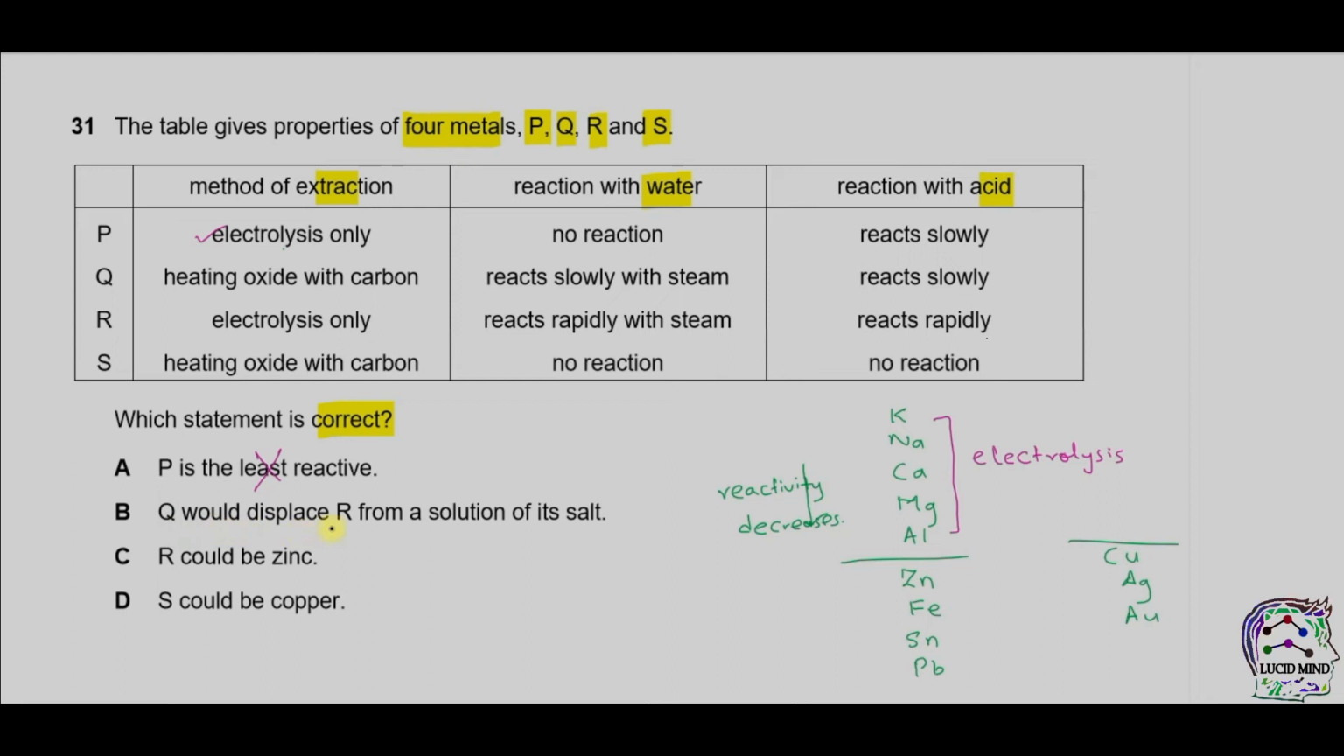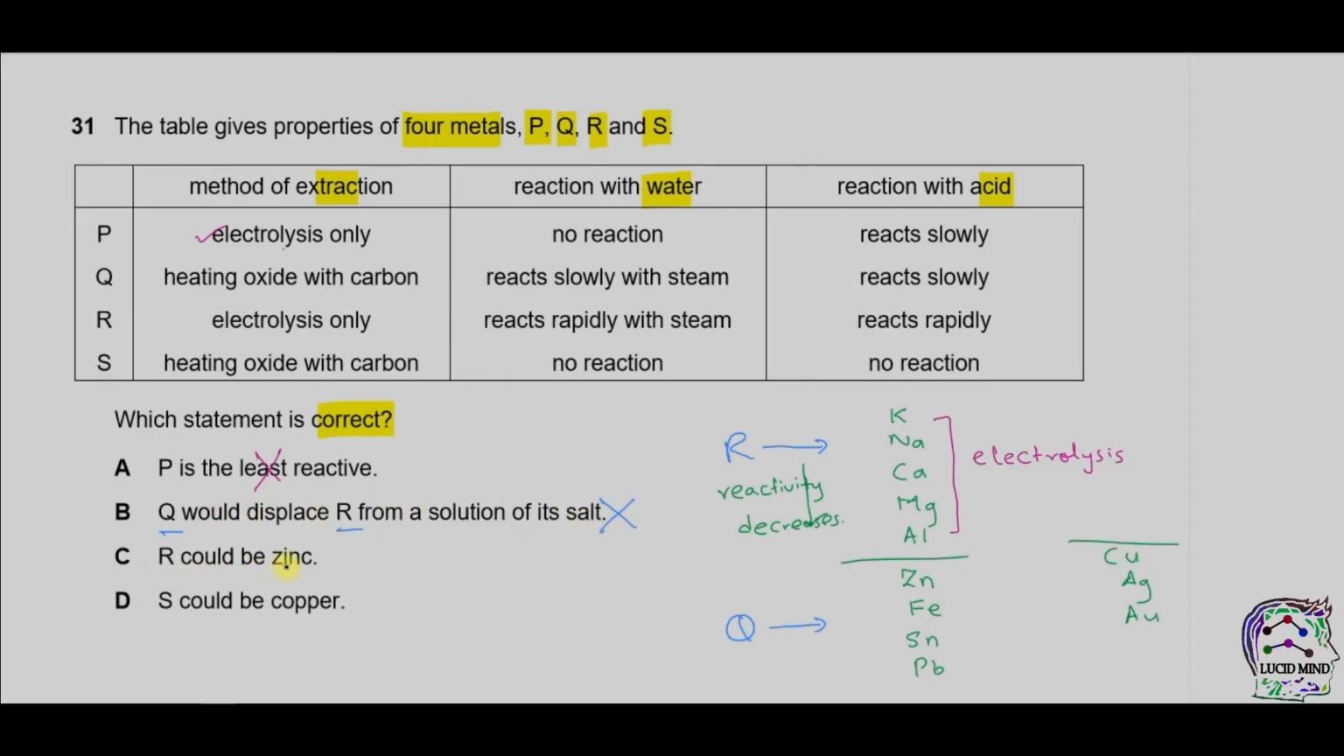Part B, Q would displace R from a solution of its salt. Let's see which one is more reactive, Q or R. Q can be extracted using heating oxide with carbon, while R can only be extracted by electrolysis, so it means R is among these and Q is among these, because these elements can be extracted by heating with carbon. So we can say that R is more reactive than Q, so therefore Q cannot displace R from a solution.